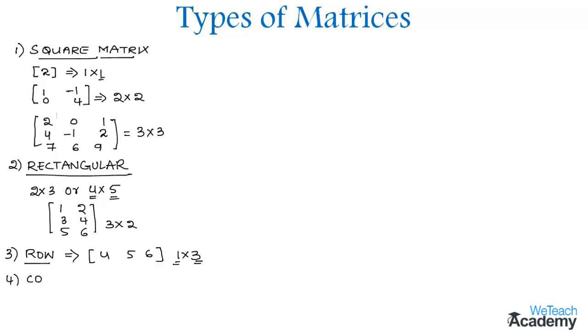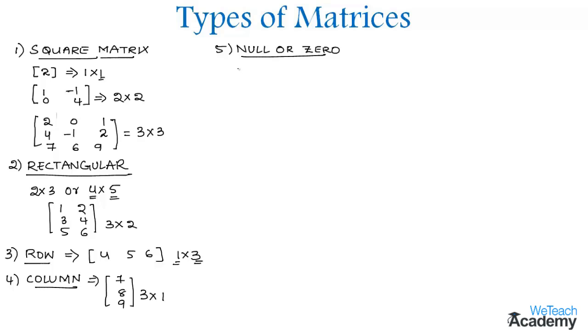And then coming to the column matrix. The example for a column matrix is 7, 8, 9, and the order of this matrix is 3 by 1. So hence we can see that a matrix which consists of only one column is called a column matrix. And number five is the null matrix or zero matrix.